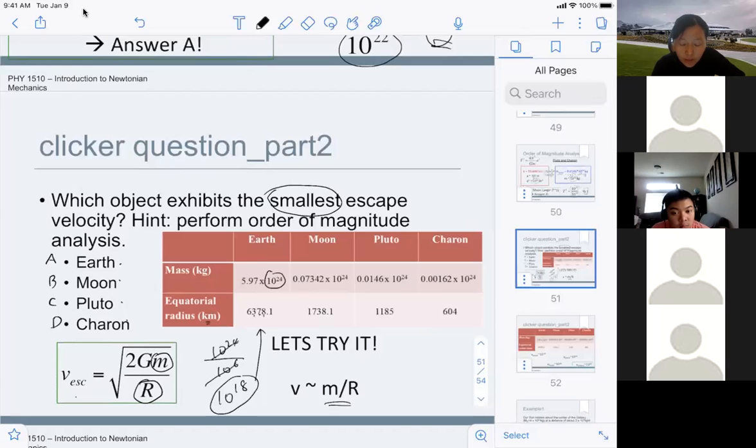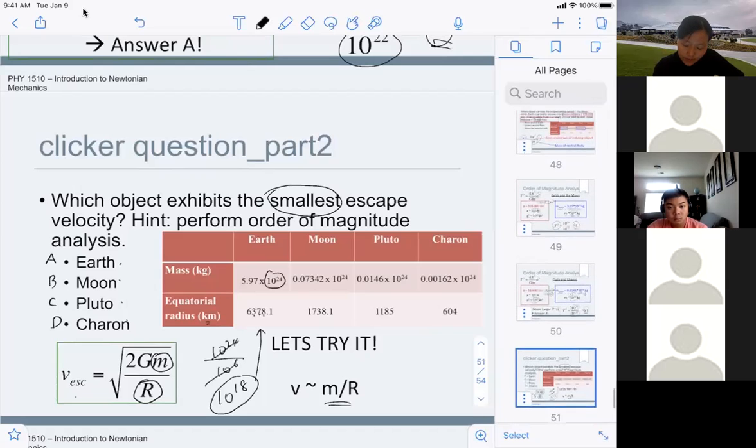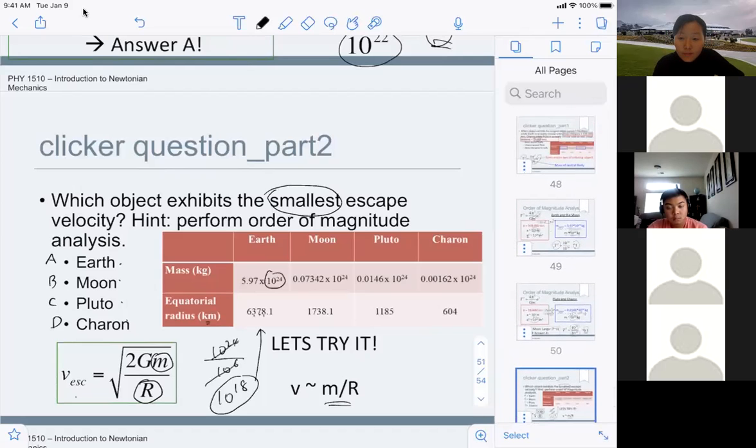All right, we'll wait for 10 more seconds for us to wrap up. All right, I'm going to go ahead and close this. Let's take a look. It looks like we do have a majority of the vote on Charon. All right, very good.